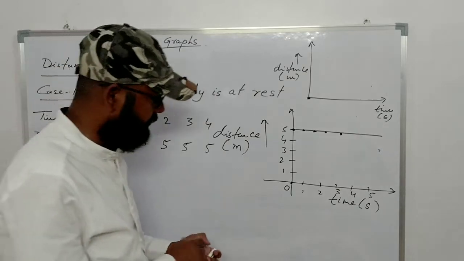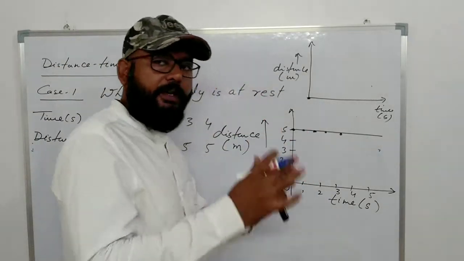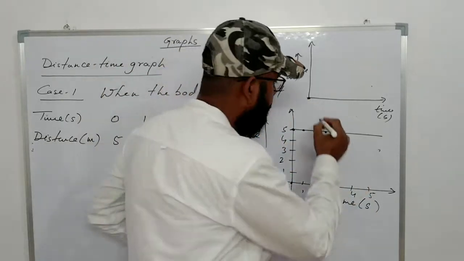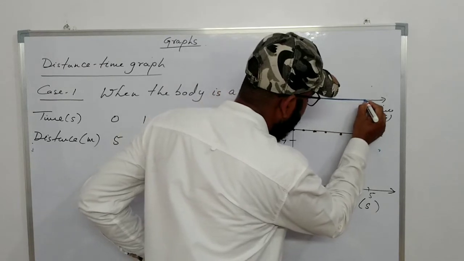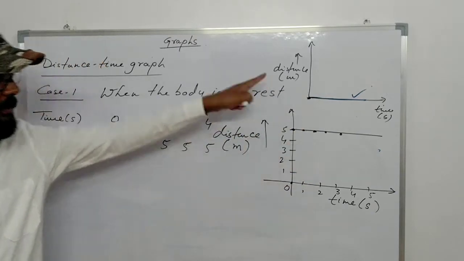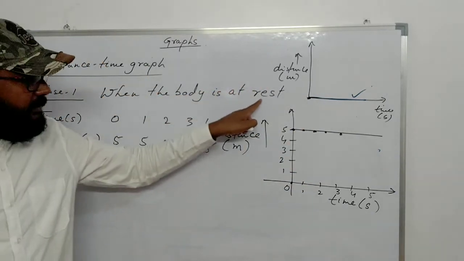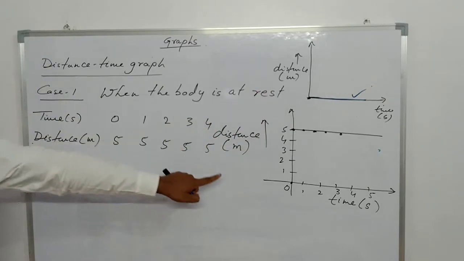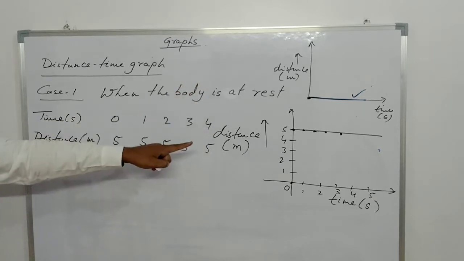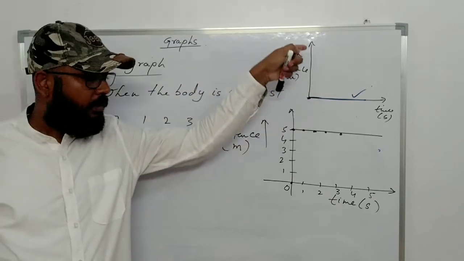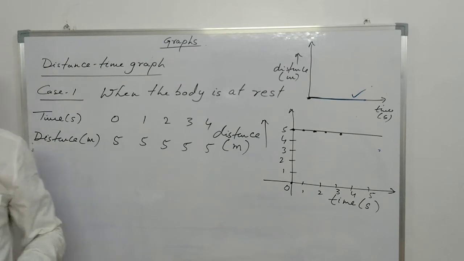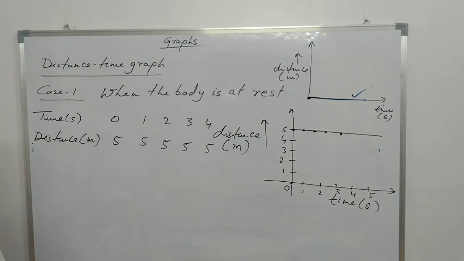What is the difference between these two graphs? See, suppose the body is at the origin, on the origin, like this. So this graph is also correct. So what is the main difference between these? Both graphs show that the body is at rest. But what is the difference? This graph shows that the body is at rest at a distance of 5 meters from the origin, and this graph shows that the body is on the origin. Okay, got it? Now come to the next second case.